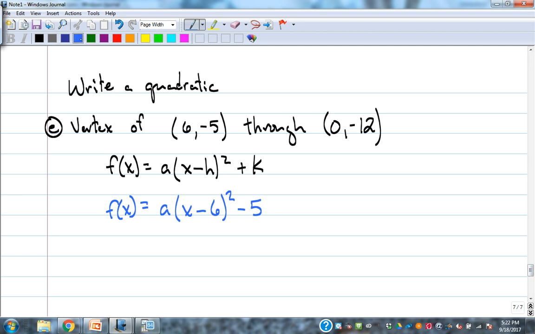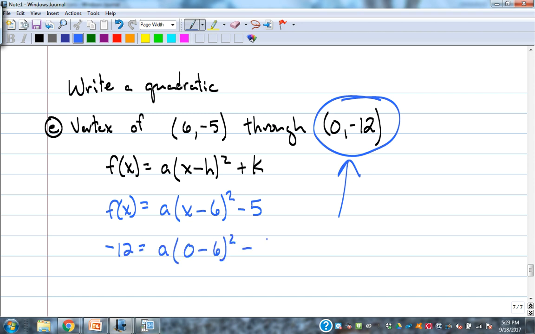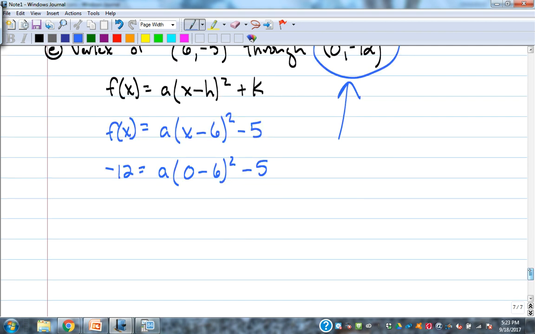What have I not used yet? Pick me. That guy. I hadn't used him yet. All right. So -12 equals a times (0 minus 6) squared minus 5. And all I got to do is just solve that thing for a. So that's going to be 36a minus 5. That's -12. And I would add 5.